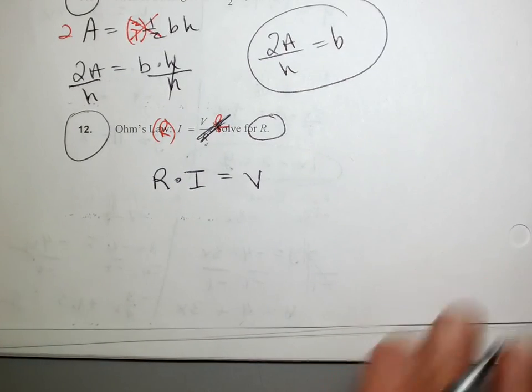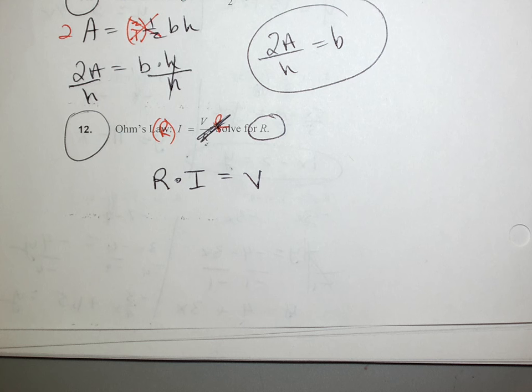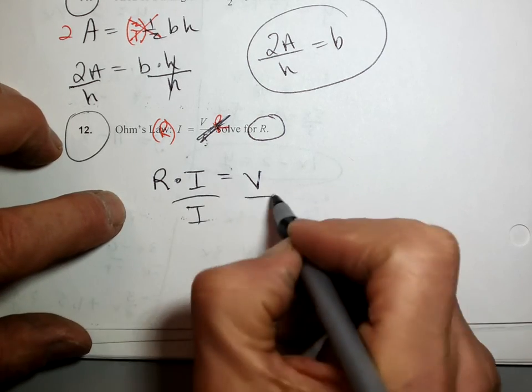So I multiplied by r because I undid the divide. Now I don't have r by itself yet, but almost. I'm going to undo this, and how do I undo this? I divide by I, right? Divide by I.